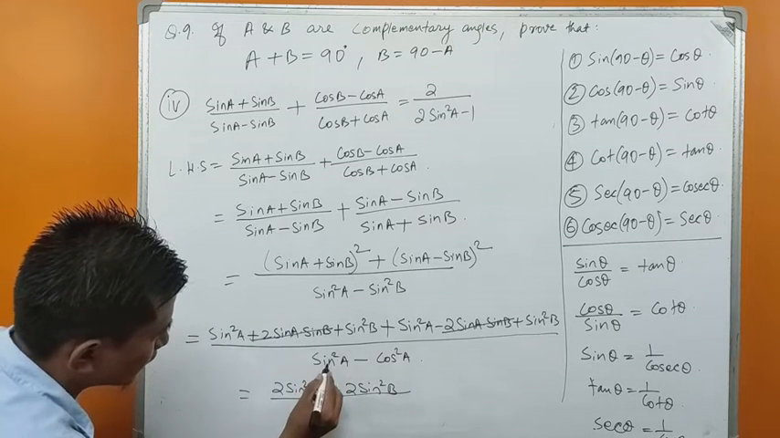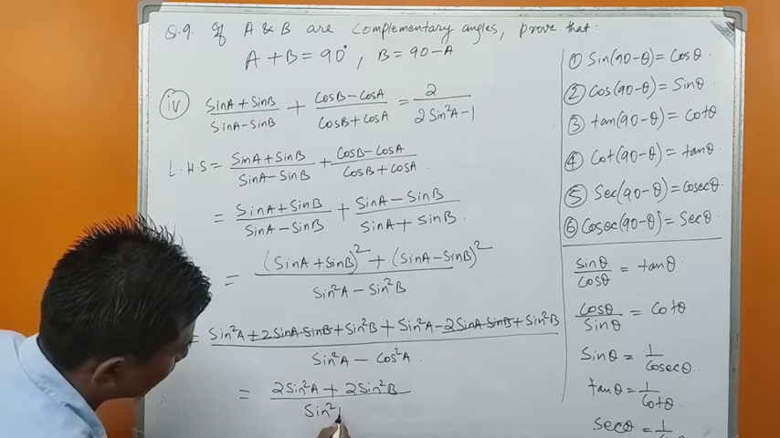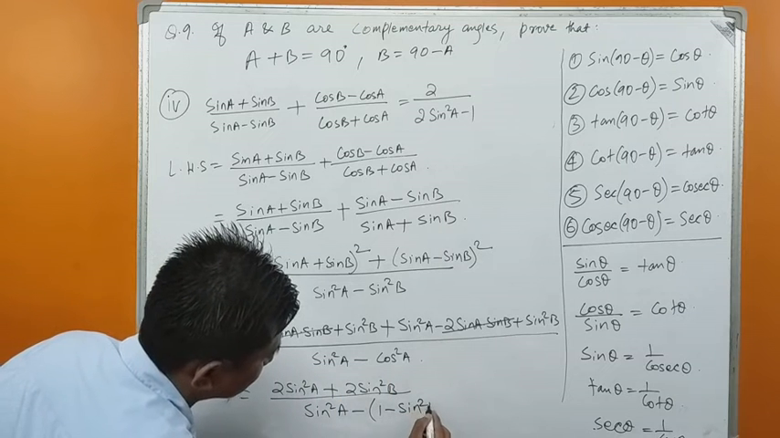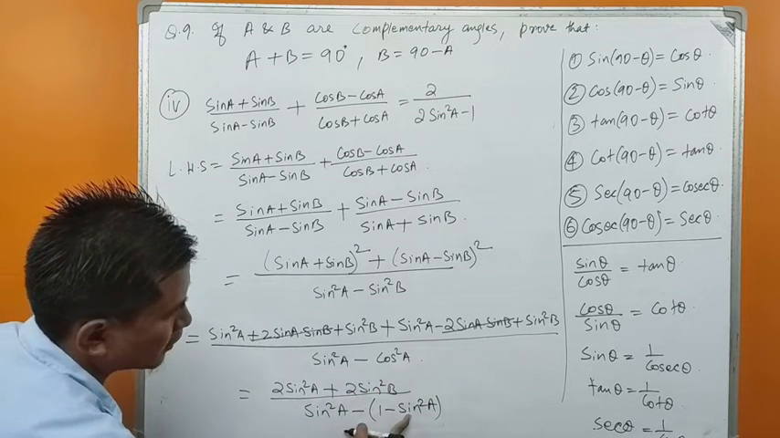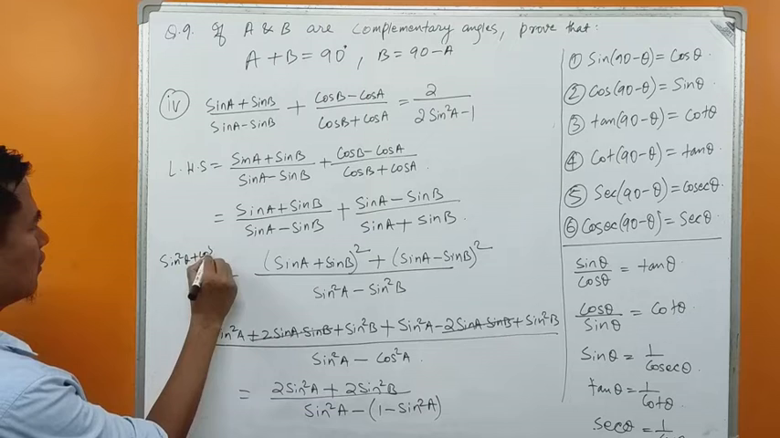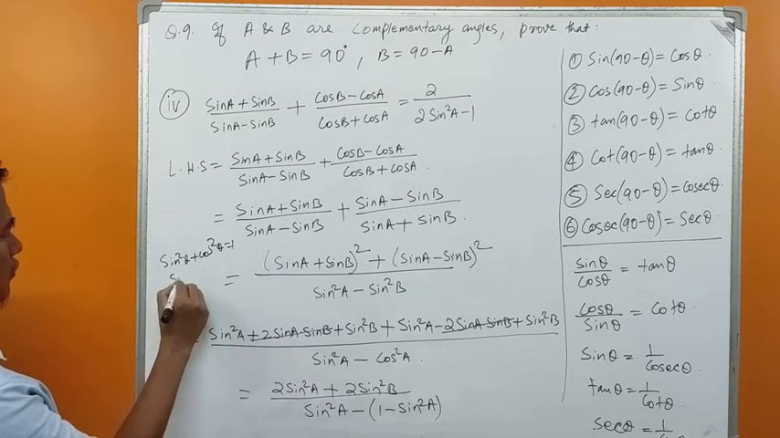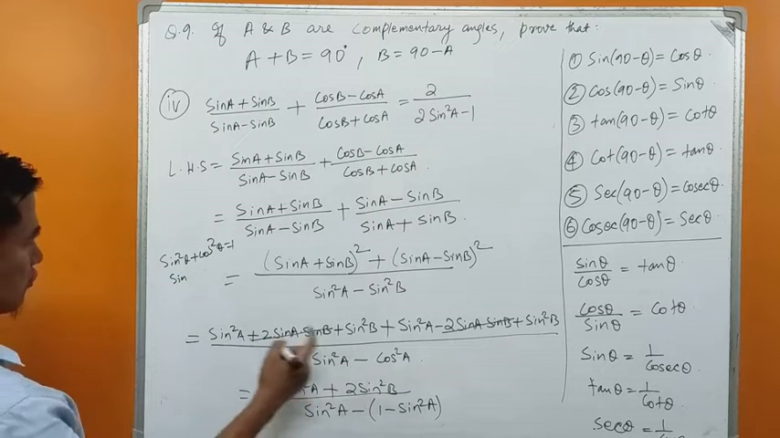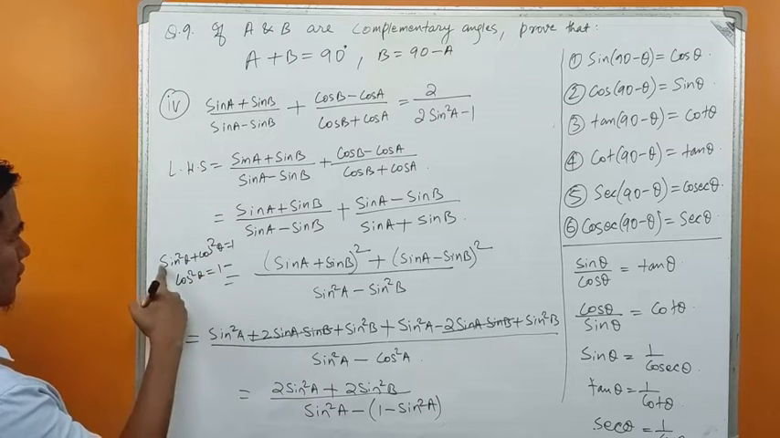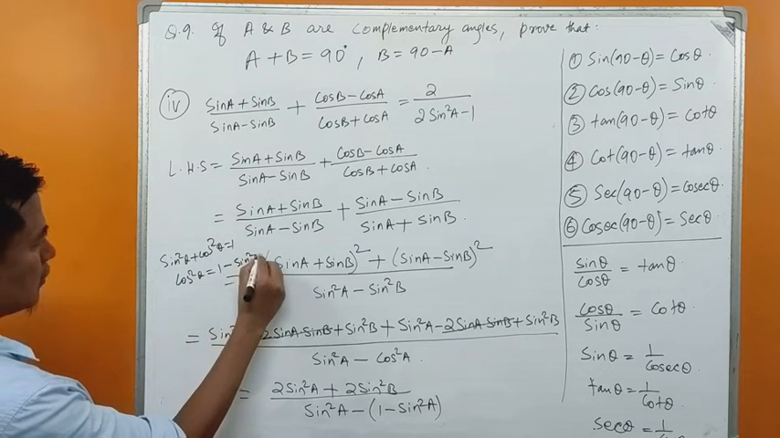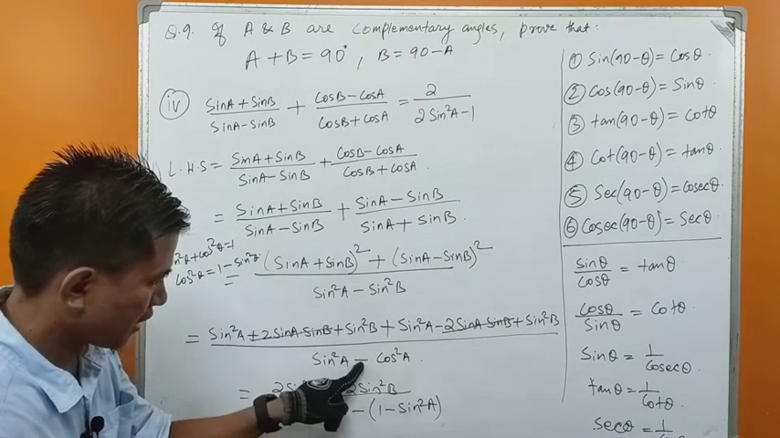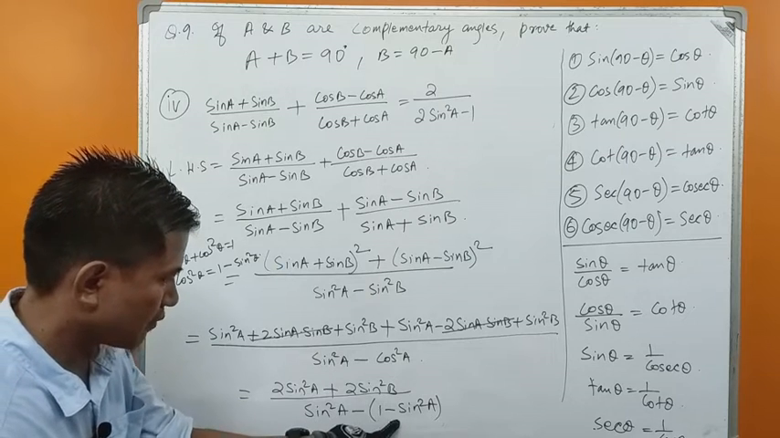So sin square a minus cos square a means 1 minus sin square a. Cos square a means 1 minus sin square a. We know the formula sin square theta plus cos square theta equals 1. So cos square theta equals 1 minus sin square theta, as sin square theta goes to the right hand side, isn't it? So cos square theta is 1 minus sin square theta. That means cos square a is 1 minus sin square a. This minus is this minus. Okay.